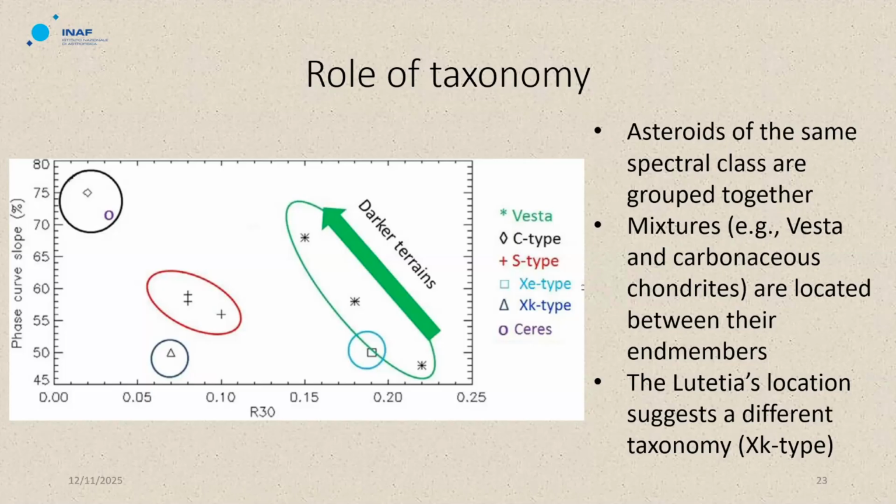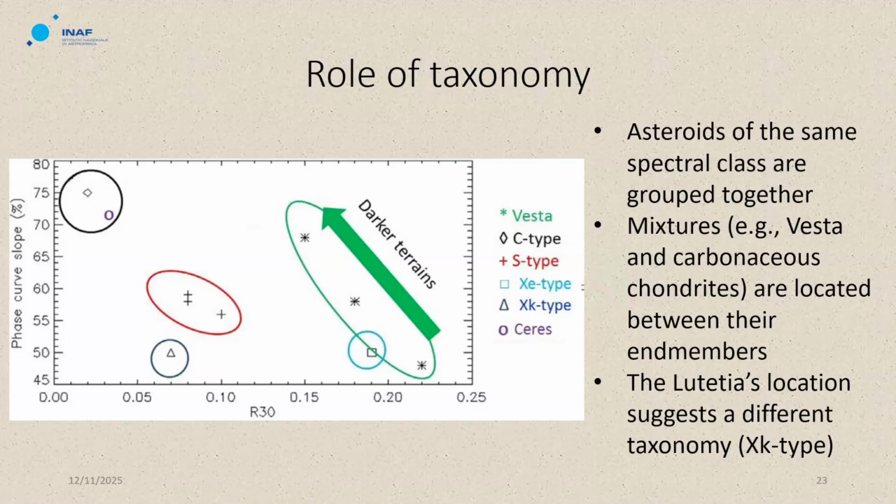These are the achondritic asteroids, Vesta and Steins. They are two different classes, but both achondritic. The S-type asteroids are here. S-types are silicatic asteroids. The C-type asteroids, the carbonaceous ones, are here. So the general trend is a decrease of phase curve steepness as reflectance increases, because of the role of multiple scattering that I mentioned before.